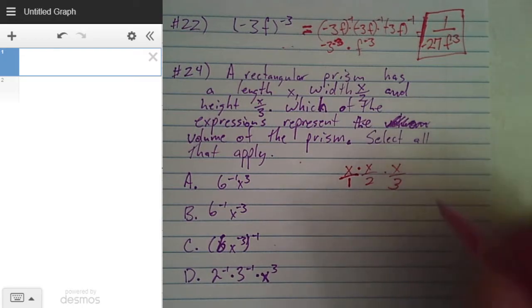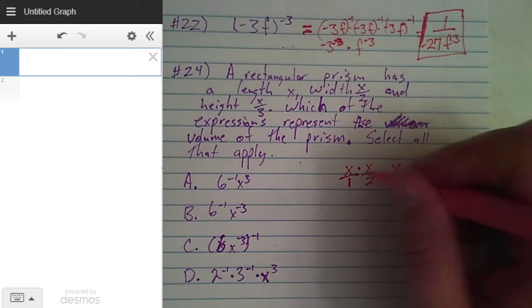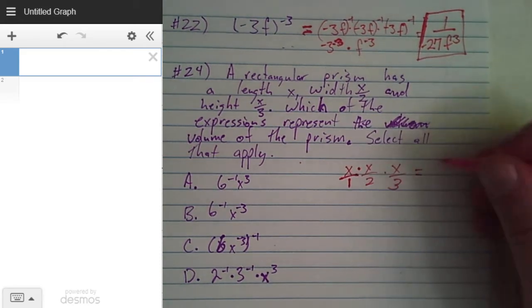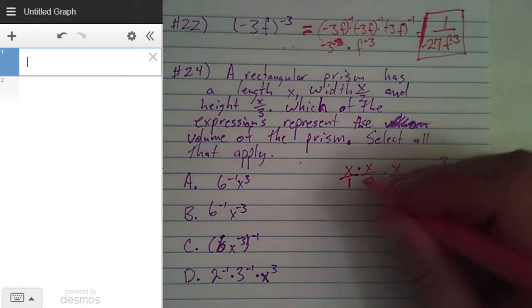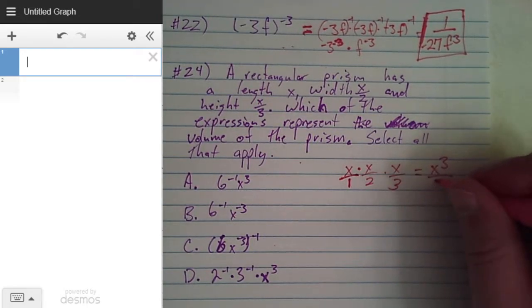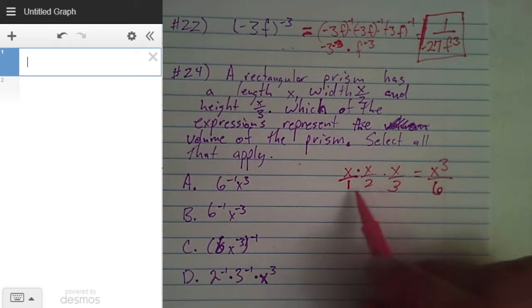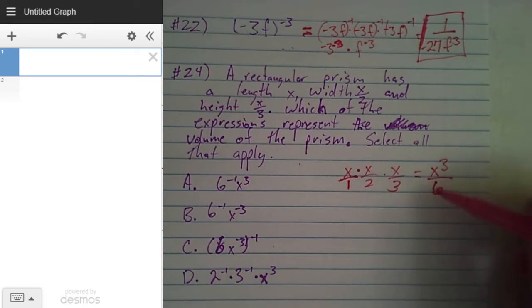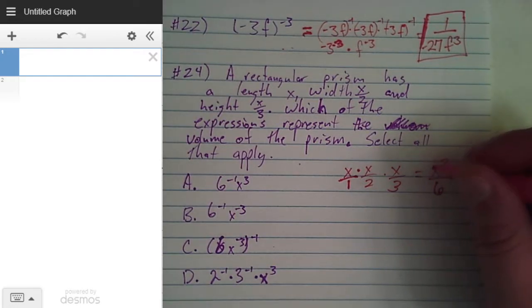So remember, when we're multiplying fractions, we multiply all the numerators together and all the denominators. So we're going to get x times x times x, which is x cubed, and then 1 times 2 times 3, which is 6. And that just happens to be 3 factorial. That might be something new for you, but something neat to think about.